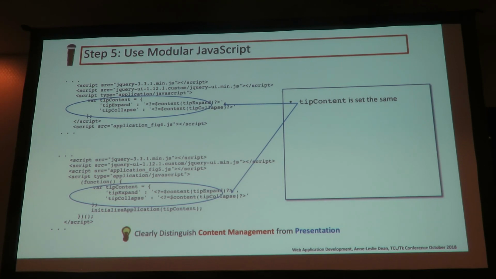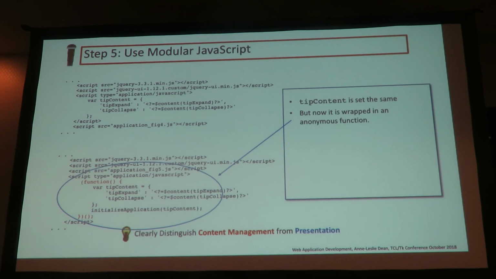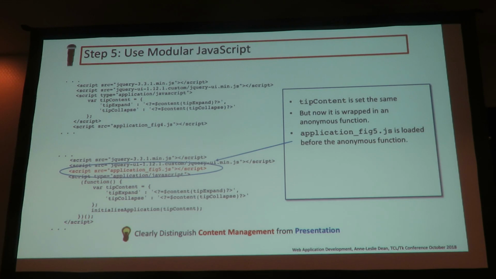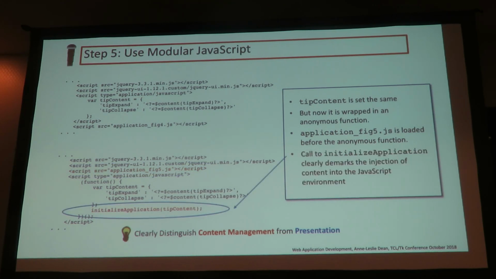It's very clear as a developer. I really enjoyed Andrea's habitable code comment. It's much more habitable. I can see what's happening. I can see where the data is coming from and going to. Okay, so tip content is wrapped in an anonymous function. One thing we do have to do is load application figure 5.js before the anonymous function, because the function needs to exist before we call it, whereas in the previous example, we just ran all that code after the tip content was defined.